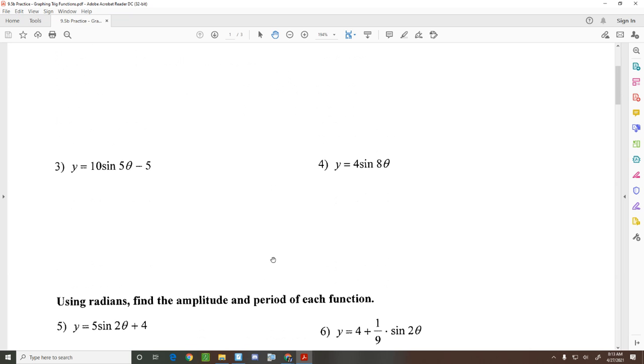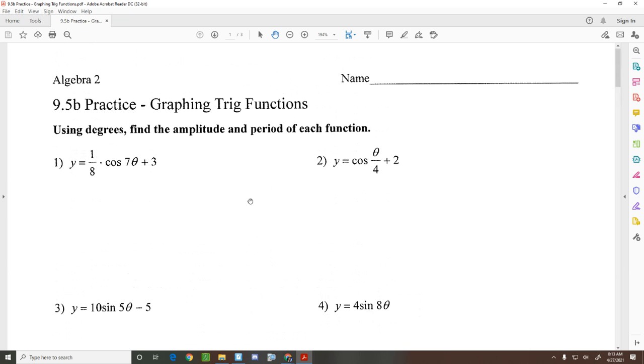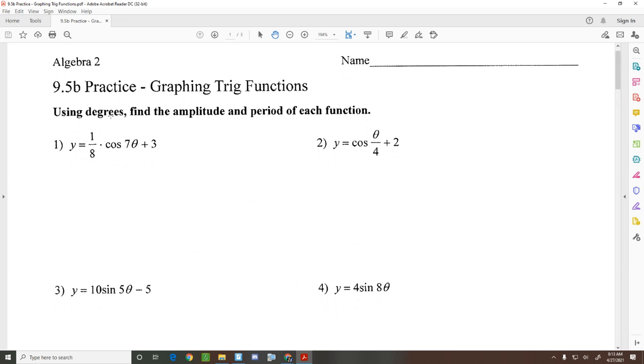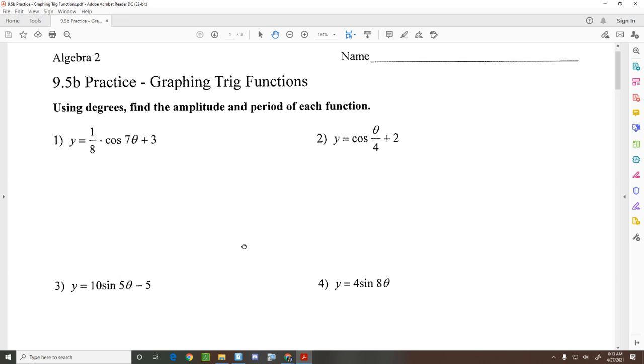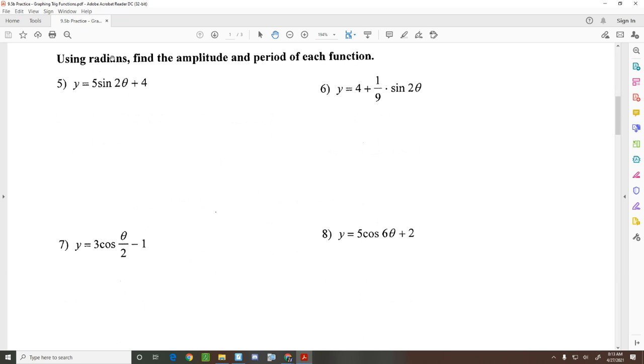I think so. All right, these ones at the top, just quick note. These first ones, I want you to find basically the period in degrees. Okay, it says degrees. For the bottom four, I want you to find the period in radians. Okay, so instead of using 360 degrees, you'd use 2 pi.